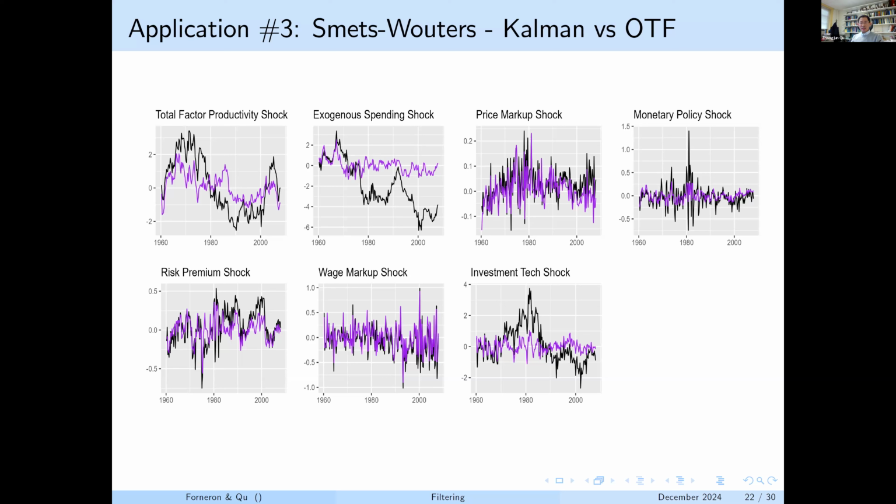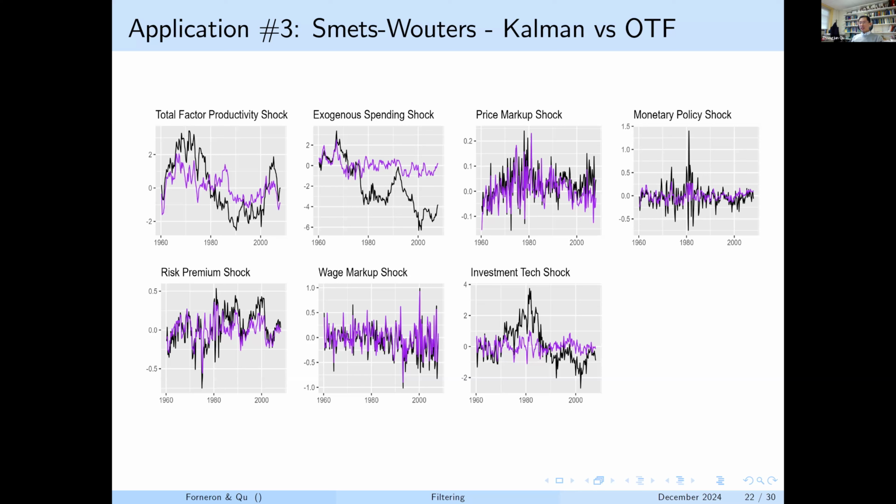This doesn't make sense, right? Because a government spending shock is not supposed to be trending downward. It's just really hard to interpret. And the OT filter does not have this problem, right? It's easier to interpret in that dimension.